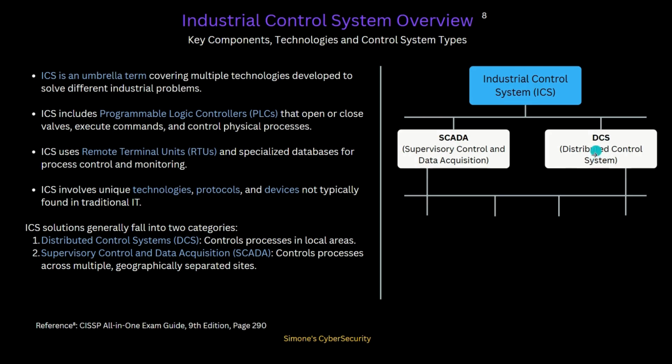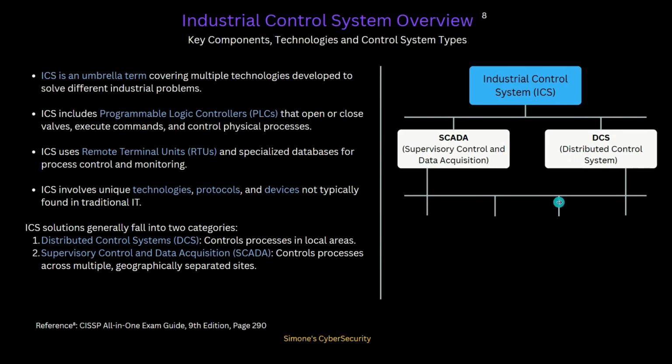So, distributed control systems are systems that control processes within a single plant or local area, and supervisory control and data acquisition systems are the systems that monitor and control processes that are spread across multiple geographically separated sites. So, for a general understanding, if you study these two systems, that is enough in OT security because mostly these are the only two systems that you will see in industrial control systems. So, no matter which industry you go into, whether it's power, oil and gas, utilities, or manufacturing, you will almost always find one of these two solutions being used.